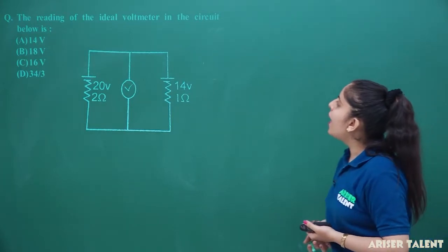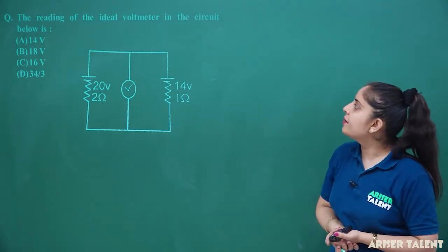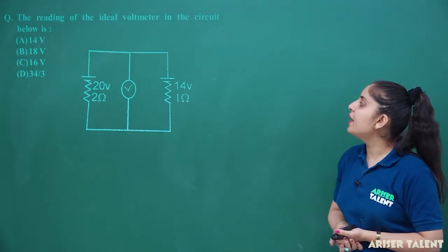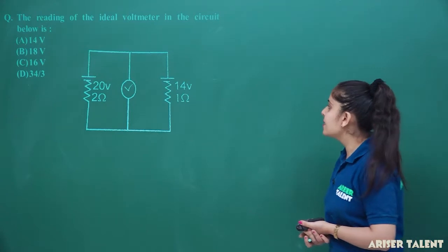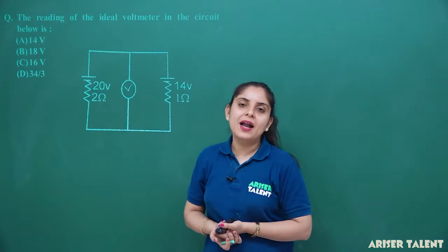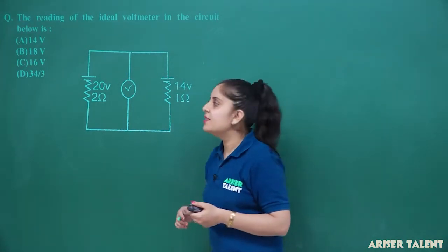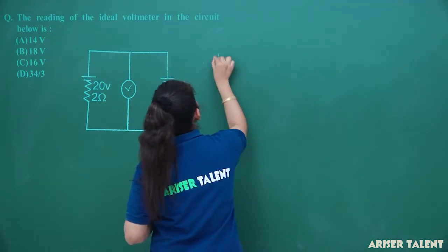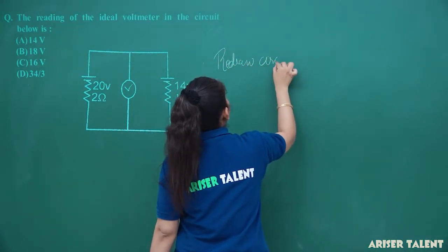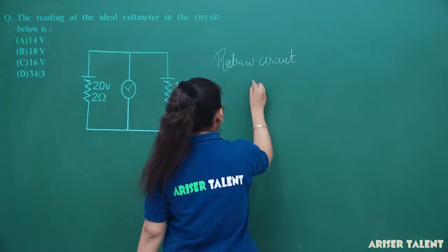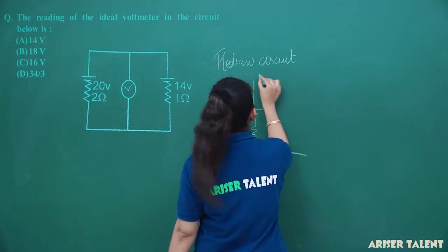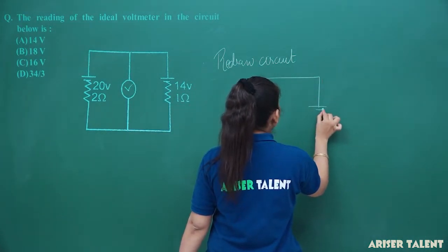The reading of the ideal voltmeter in the given circuit below will be. Now, this is our circuit and you have to identify the reading of voltmeter in this case. So, you can see that if I am considering the conditions to be ideal, it means no current will flow in the circuit. So, what I can do? I can redraw the circuit with the zero conditions. So, what will be the circuit? This will be the circuit I am getting from here.